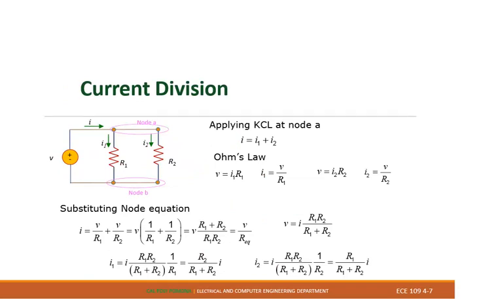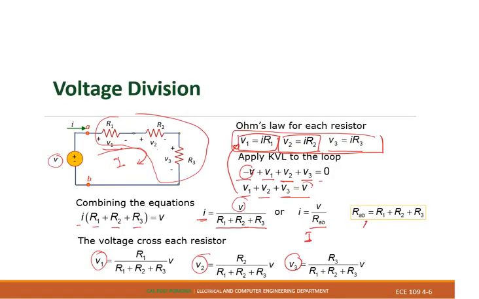By the way, let me go back one more time here. The interesting thing here is that if you're going to find V1, the V1 equation will be equal to R1 divided by R equivalent times V. This is the voltage division, as we call it. So you can see how the voltage divides. If you pay attention, V2 is R2 over R equivalent times V, and V3 will be equal to R3 divided by the R equivalent times V.